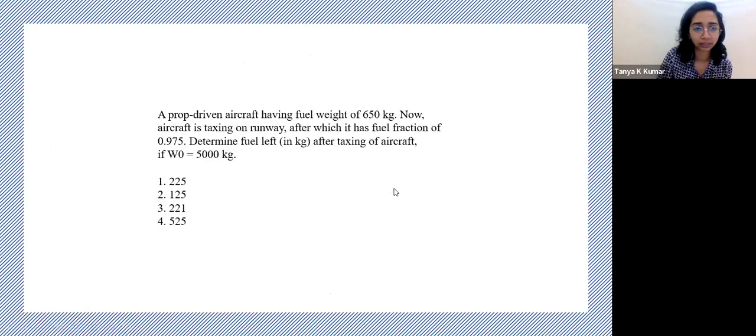Okay, let's go to the next question. A propeller-driven aircraft having fuel weight of 650 kgs. Now the aircraft is taxiing on the runway, after which it has a fuel fraction of 0.975. Determine the fuel left after taxiing the aircraft. How will we go about doing this? We have done several questions of this pattern. Can you just tell me how we will go about doing this? Just somebody attempt.